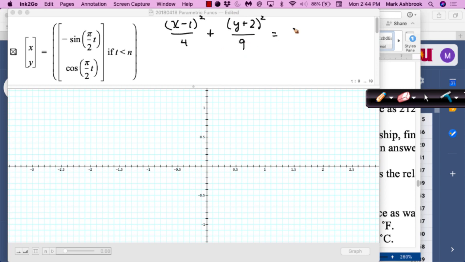So what kind of graph is this? Do you remember from your pre-calculus past? It is an ellipse. The center of the ellipse is (1, -2). And it has a longer radius in x than y, or in this case longer in y than x. So the x radius is 2 and the y radius is 3.